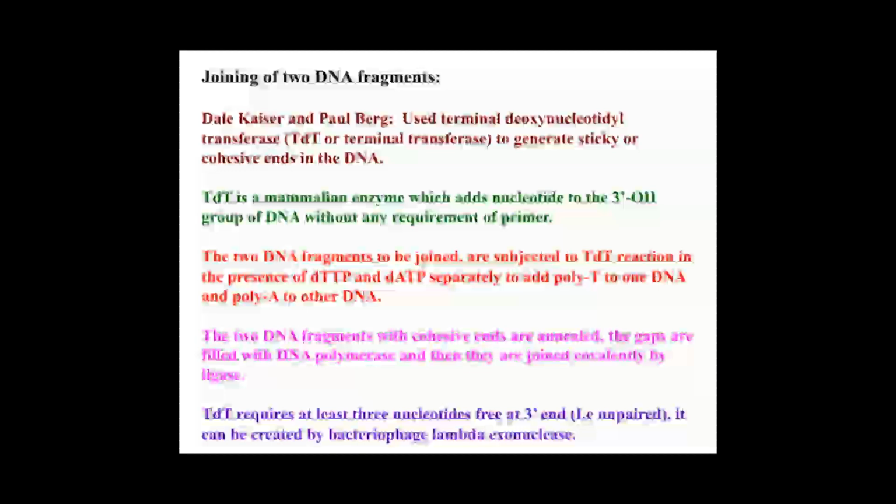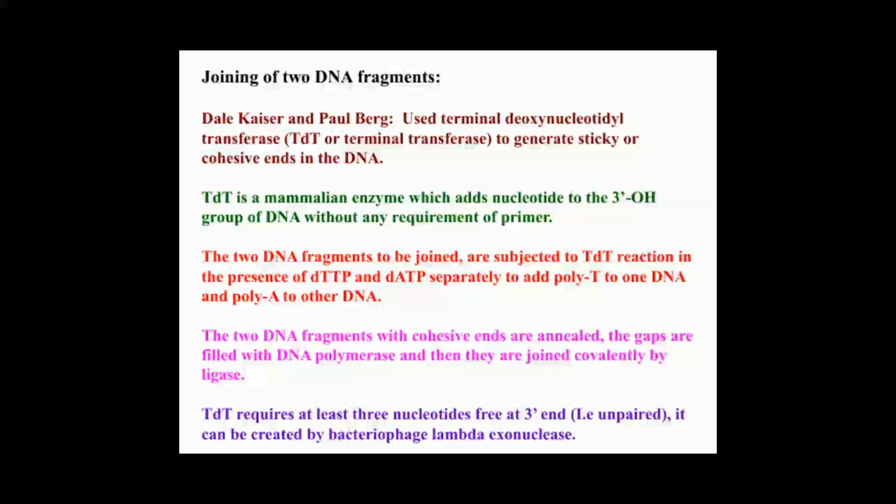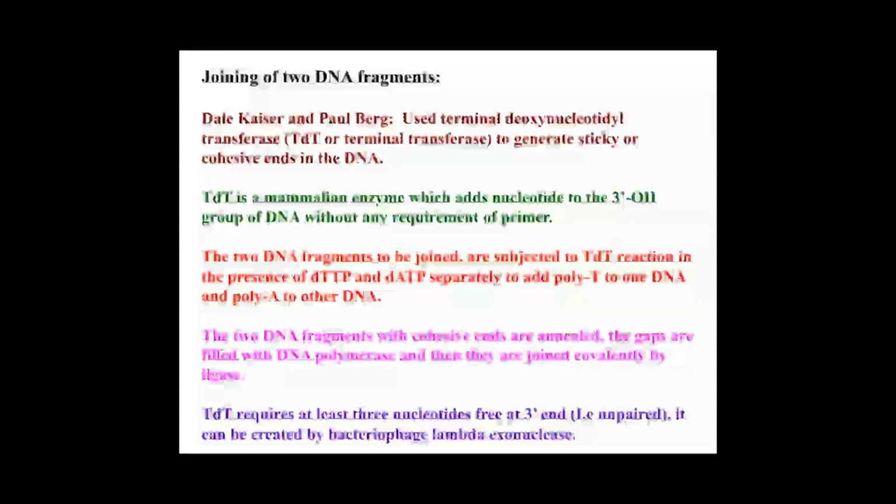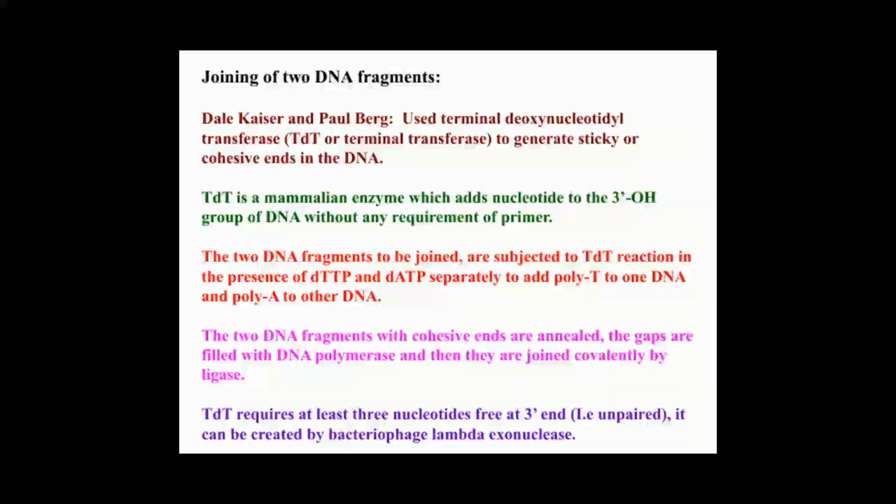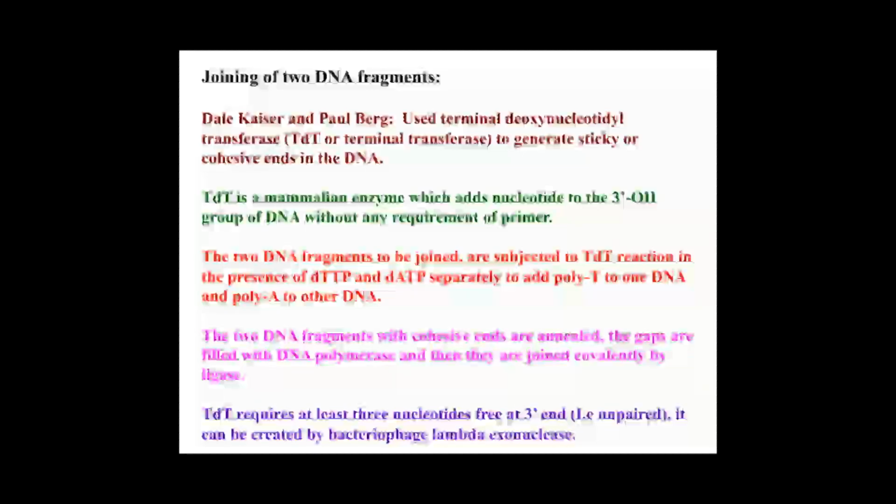Dale Kaiser and Paul Berg pioneered this by using an enzyme called terminal deoxynucleotidyl transferase, or TdT for short. This enzyme is pretty fascinating because it creates sticky or cohesive ends in DNA, which makes joining fragments much easier. TdT is a mammalian enzyme that adds nucleotides to the 3' end of DNA without needing a primer, meaning it can start from scratch. This allows us to generate specific overhangs on our DNA fragments.